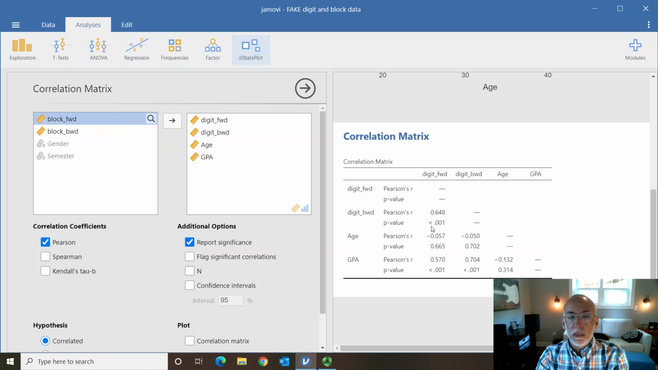What we can see here is the Pearson R values. Forward and backward are correlated 0.648. That's significant. It means if you did it again, you would get it again. I like to take Pearson R. Pearson R is the degree of linear relatedness. You can square these numbers to get R squared, which is variance in common.